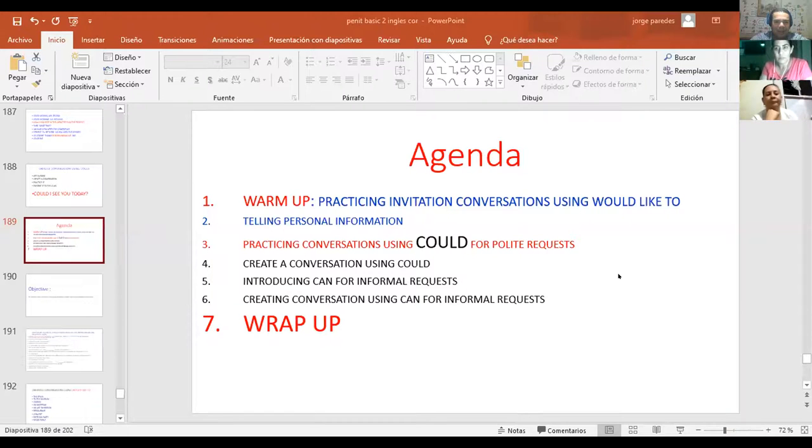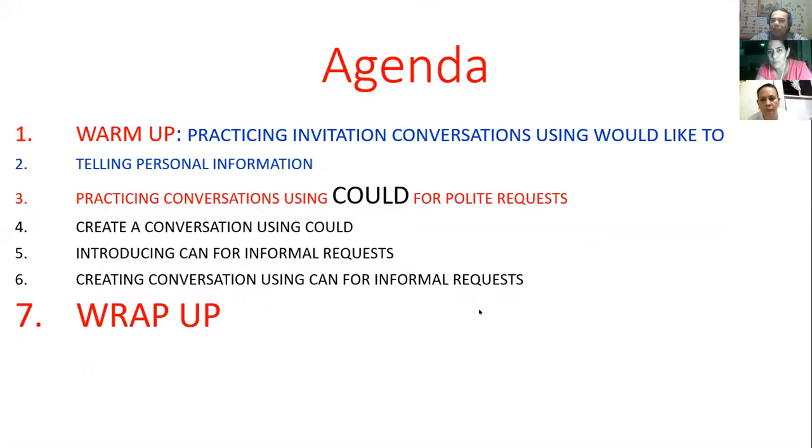So as usual, we have an agenda. These are the 7 points of the agenda for today's class. Let's go through this together. Alice, I'd like you to read for me activities 1, 2, and 3, please. Practicing invitation conversations using would like to.